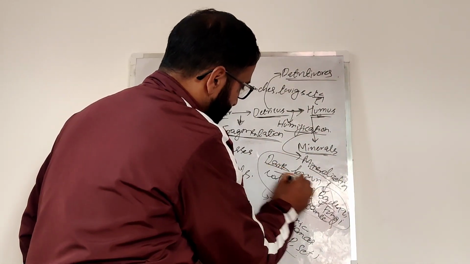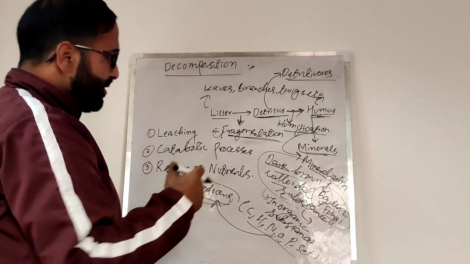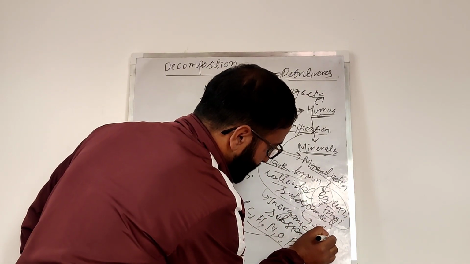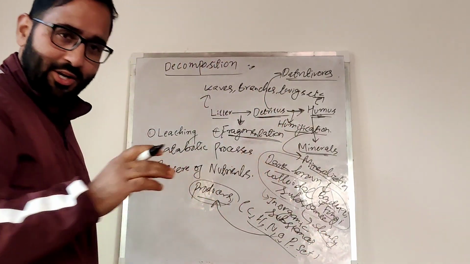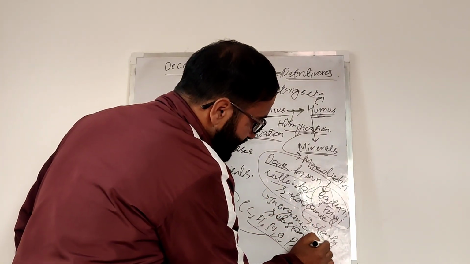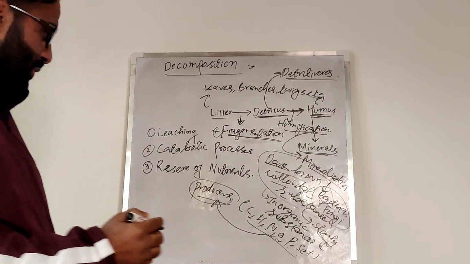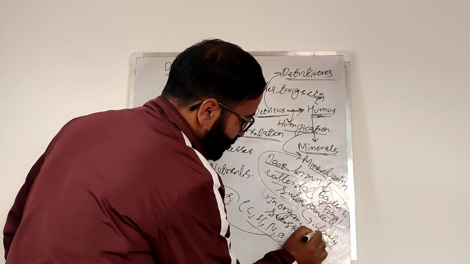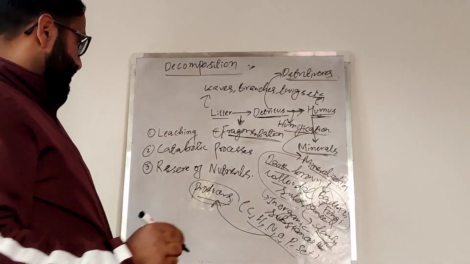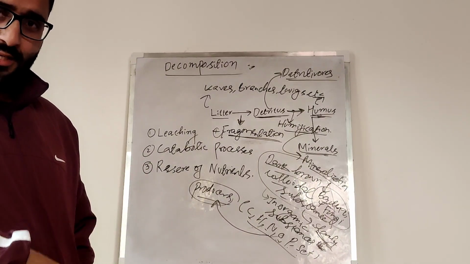This humus, a dark brown colloidal substance, undergoes mineralization very slowly. It also means that these nutrients are released into the soil or into the environment very slowly. So release of nutrients into the soil is very slow.